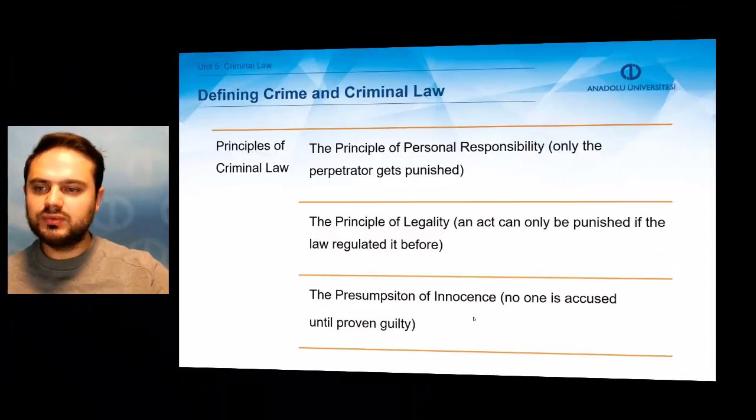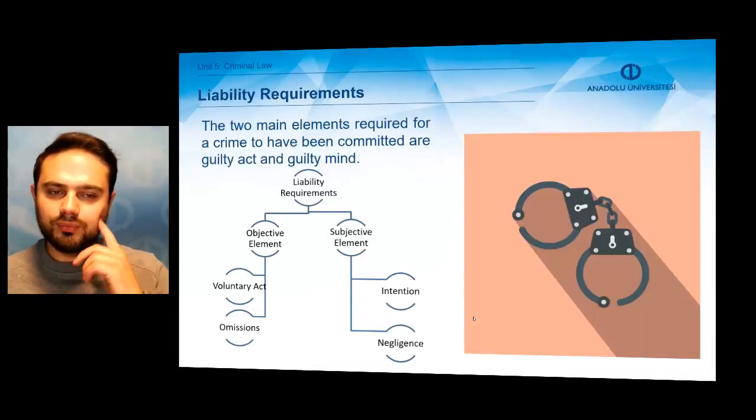So there are some principles in criminal law. The principle of personal responsibility: only the perpetrator gets punished, not anyone else. The principle of legality: an act can only be punished if the law regulated it before. The presumption of innocence: no one is accused until proven guilty. These are very, very important principles to follow in criminal law.